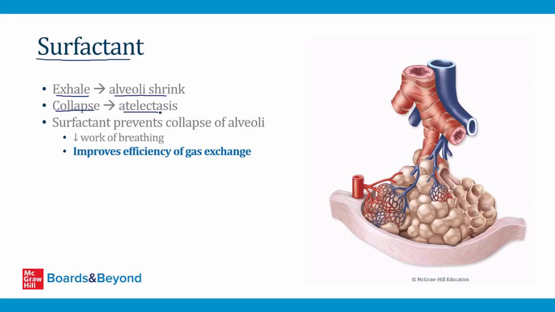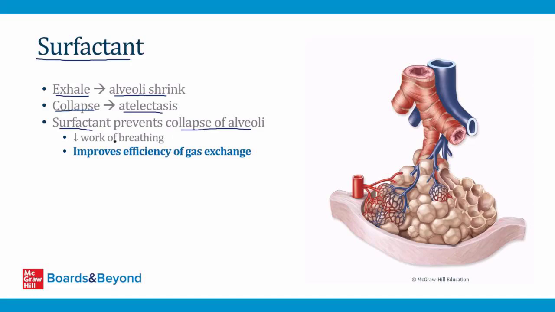And atelectasis is bad for a couple of reasons. First of all, it increases the work of breathing because with each respiratory cycle, if there's atelectasis, we have to reinflate those collapsed alveoli. But second, when the alveoli collapse, we lose surface area for gas exchange, so atelectasis makes gas exchange less efficient. So the idea behind surfactant is that this substance prevents the collapse of alveoli, and we'll talk about how it does this in just a minute.